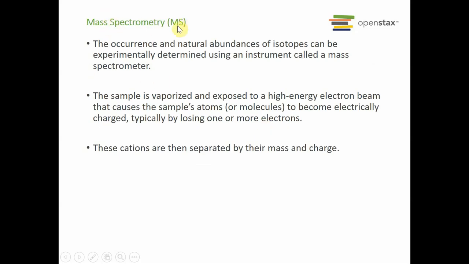Mass spectrometry. The occurrence and natural abundances of isotopes can be experimentally determined using an instrument called a mass spectrometer. The sample is vaporized and exposed to a high-energy electron beam that causes the sample's atoms or molecules to become electrically charged, typically by losing 1 or more electrons. These cations are then separated by their mass and charge.